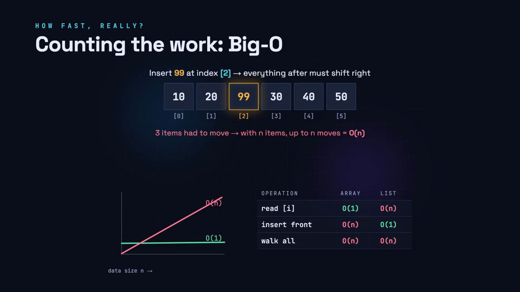A linked list is the mirror image. Adding a node is just rewiring a single link, but reaching the nth node means following n links, one after another. So neither one is simply better. Each is fast at some jobs and slow at others.